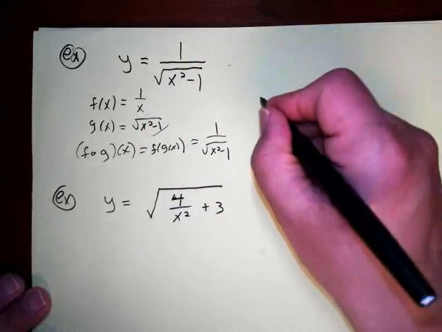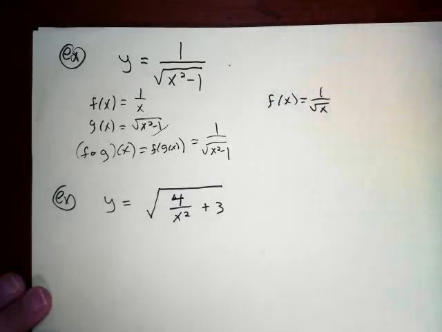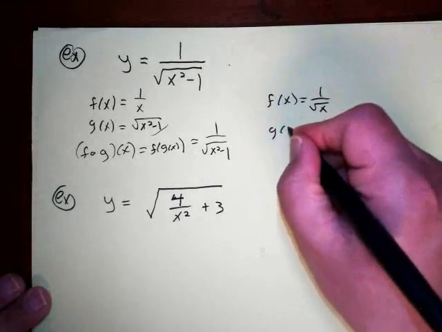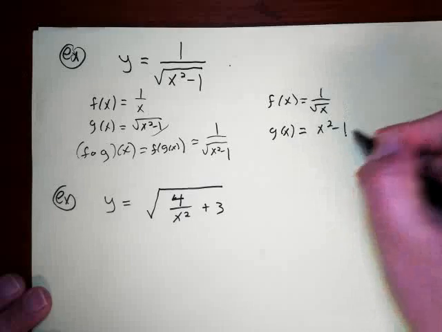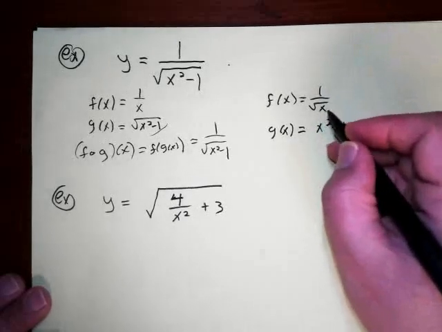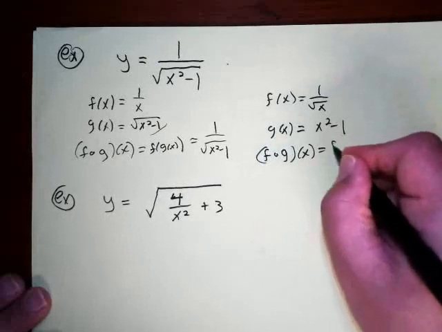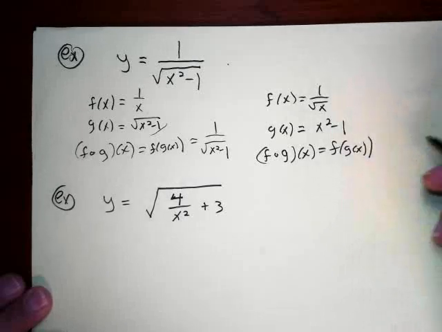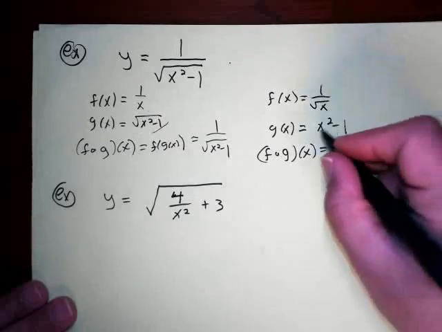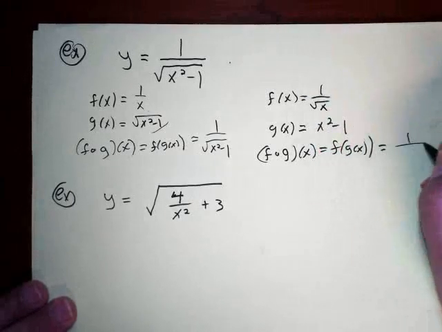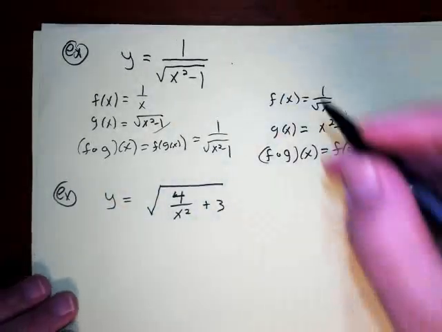But I could also do it like this. I could do, let's say f of x is equal to 1 over the square root of x, maybe, like that. And g of x would be equal to just x squared minus 1. And now this is my inside function, and it's going inside the f of x, right? F of g of x. And that would equal, you're putting this inside that x there. It would be the same thing. So there's multiple ways. There's not necessarily just one way of decomposing a function.